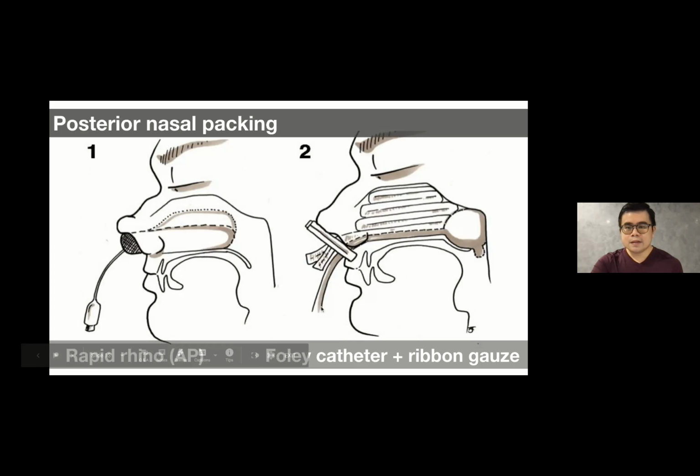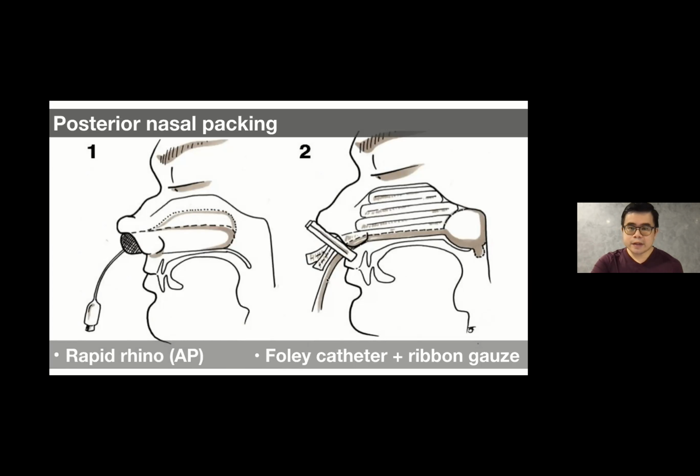So what happens is you can insert a Foley's catheter or a urinary catheter from the nostril until you can see the tip of it from the mouth. You inflate the balloon and pull it forward again until the balloon is lodged at the nasopharynx so that it's now closed off the area. So any bleeding that happens, it can't trickle down backwards.